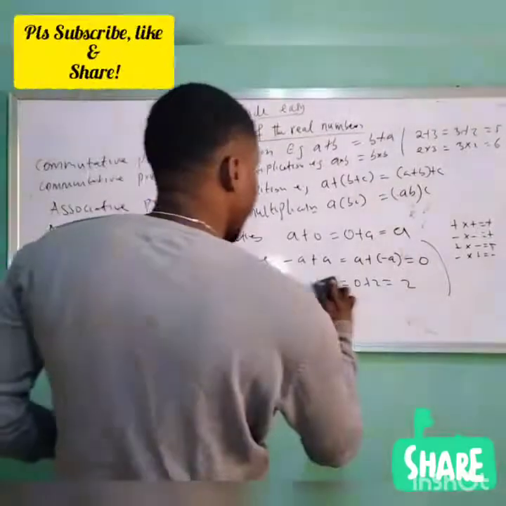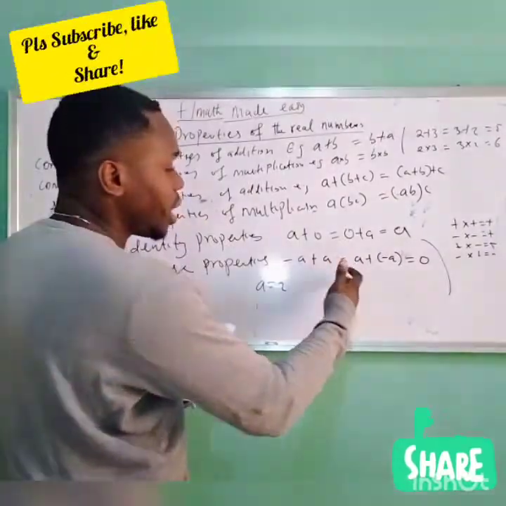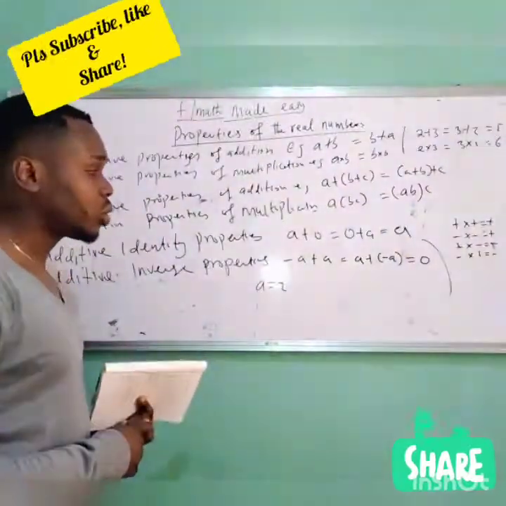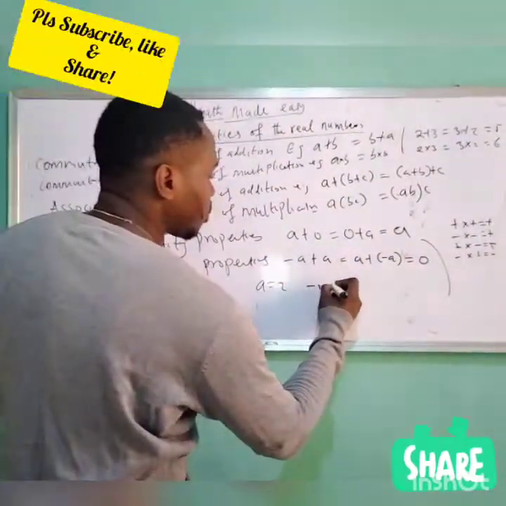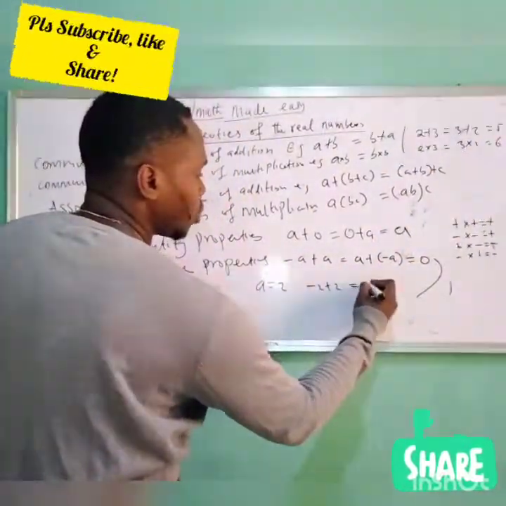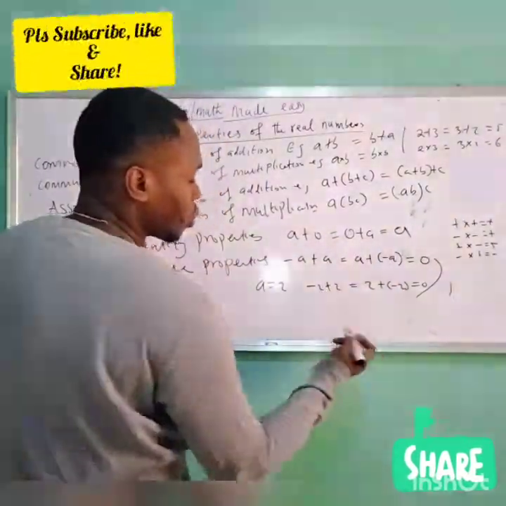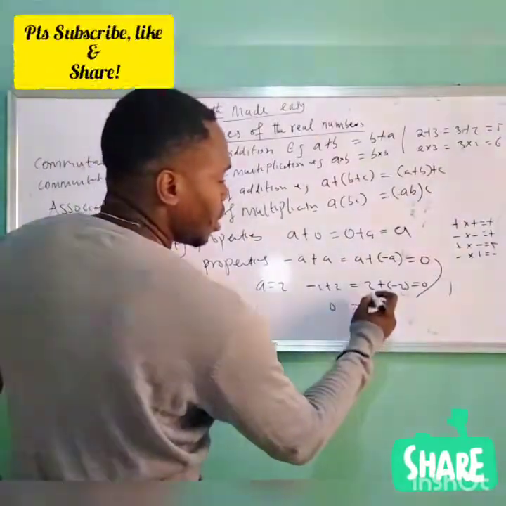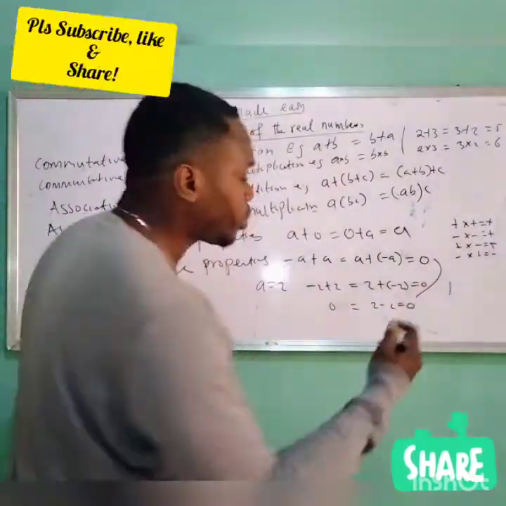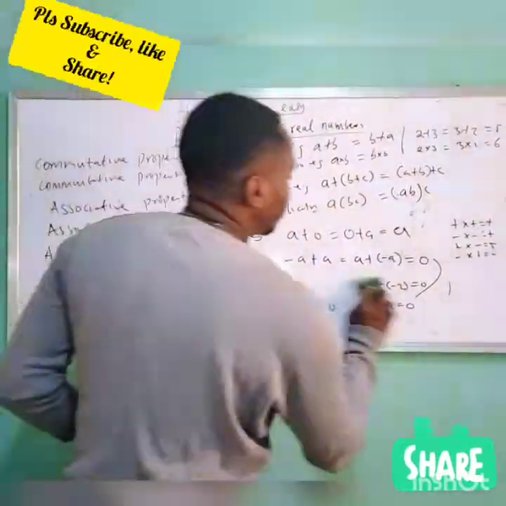So it is true on that note. Let's go to the additive inverse. When a is 2, we said minus a plus a is equal to a plus into bracket minus a is equal to 0. So let's prove that with a figure, just to clarify. Minus 2 plus 2 equals 2 plus minus 2 equals 0, right? Minus 2 plus 2 obviously is 0. 2 plus minus 2 becomes 2 minus 2, which gives you 0. So it is true that the additive inverse property holds.